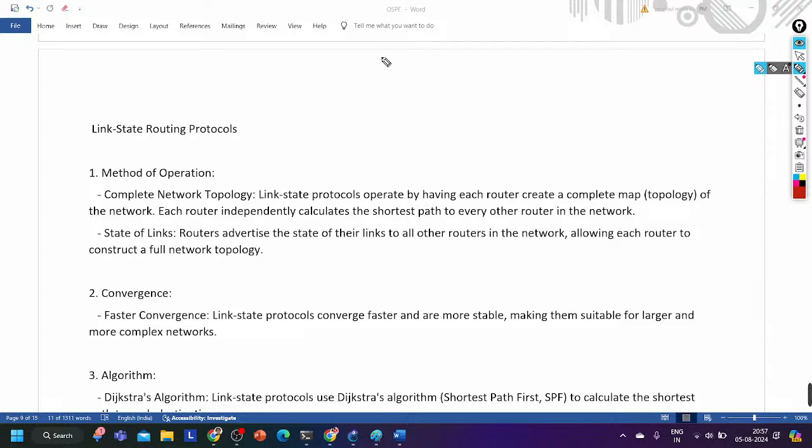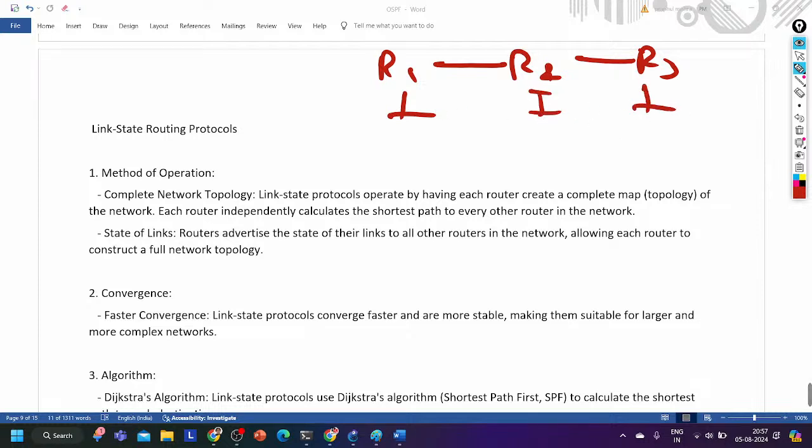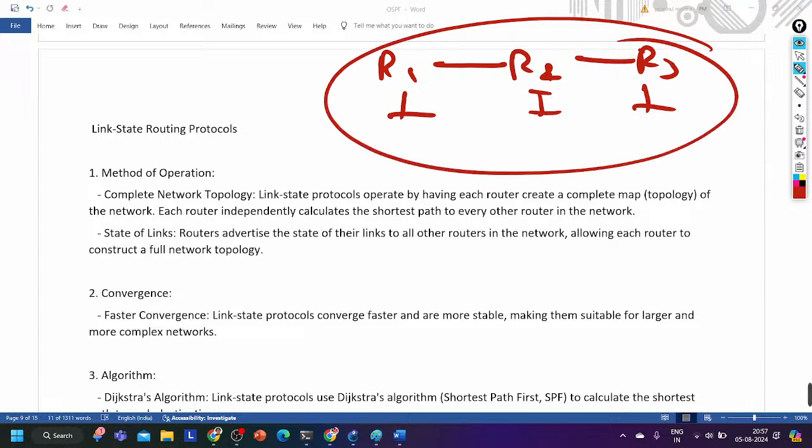Simply I can draw a diagram like this, R1, R2 and R3. Here I have one LAN, here I have one LAN, and here I have one LAN. Then we'll hide the diagram with the help of console, with the help of the configuration. We'll try to design the same diagram. Then you will see how a router can design the complete network by checking their database, right? So a router in OSPF, in a link state routing protocol, can design the entire topology by checking their database.